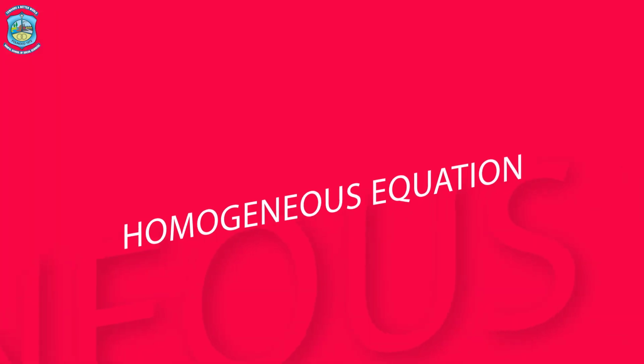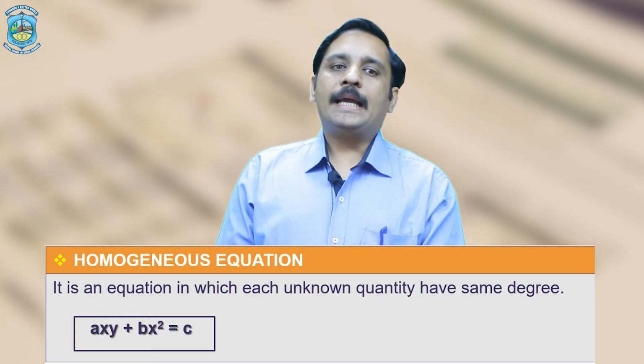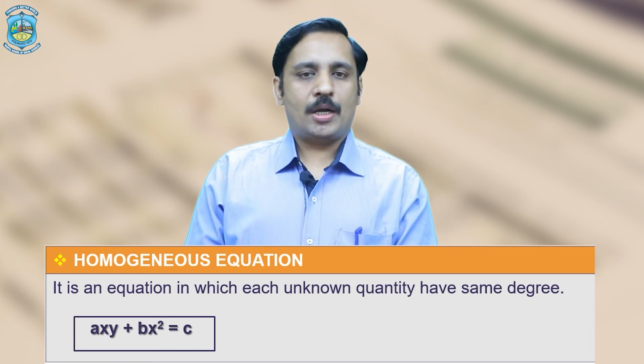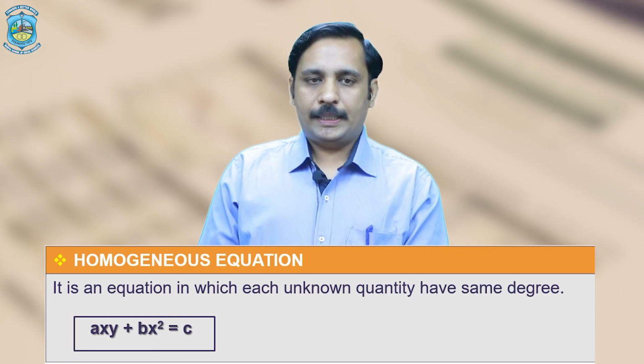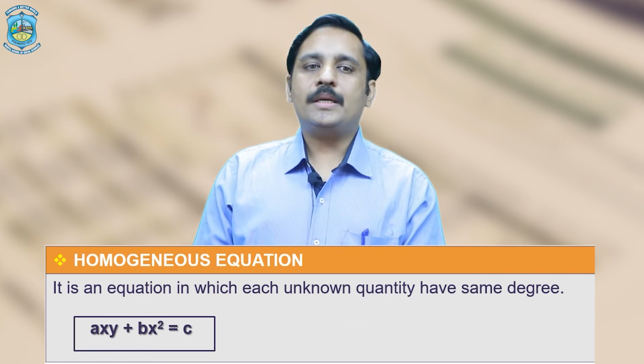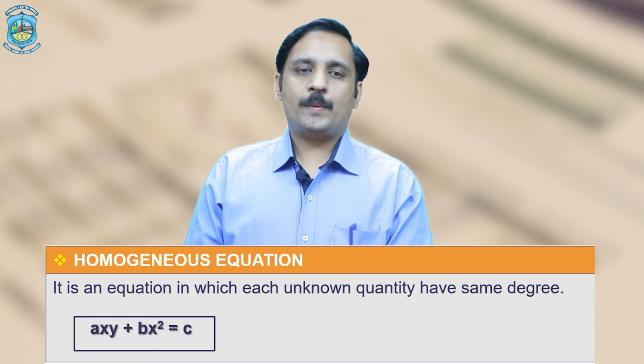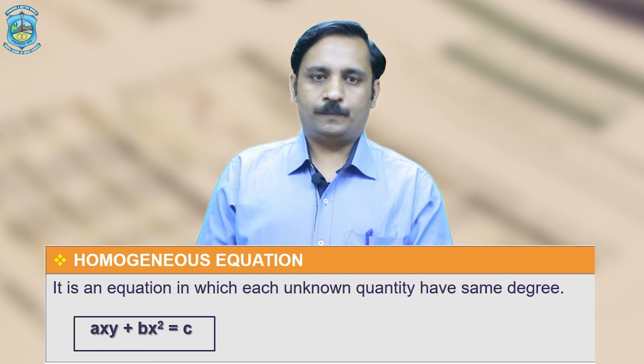The next type of special simultaneous equation is called a homogeneous equation. By homogeneous, it means same. It is an equation in which each term has the same degree. For example, a times xy plus b into x square is equal to c. Here the degree of each term is 2.